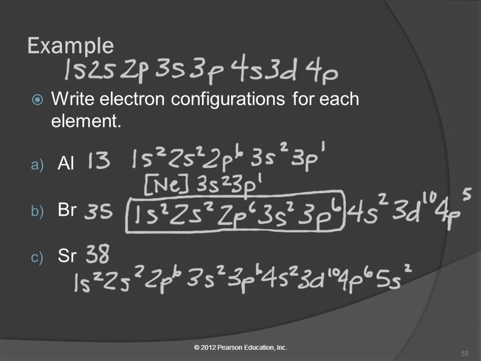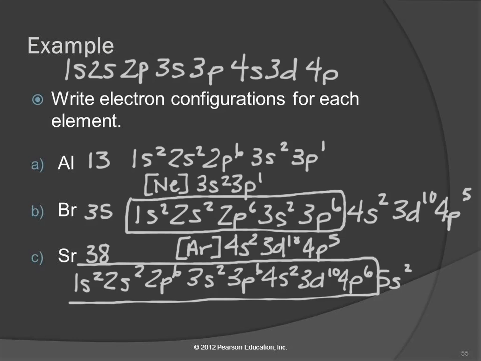This part in the box, what element does that represent? That's argon. And so here we could represent this as argon, 4s2, 3d10, 4p6. Those noble gases always end in p6. For strontium, that would be krypton, 5s2. Any questions?